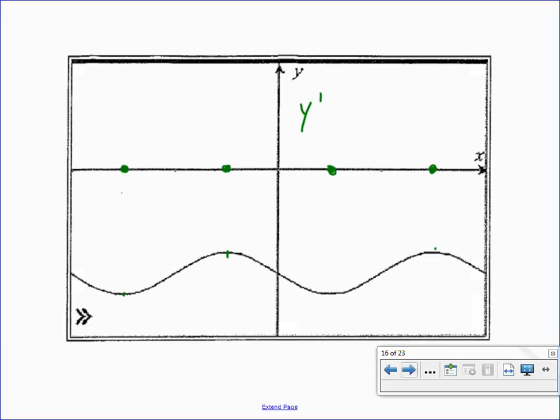Excellent. When y is increasing, then what kind of values does y prime take on? When y is increasing, what kind of values does y prime take on? Peter? Positive. Positive values. So graphically, will that be above or below the x-axis? Amanda? Above. And so we need to be above on any interval when y is increasing, y prime better be above. And yet we have to be back to 0 here.